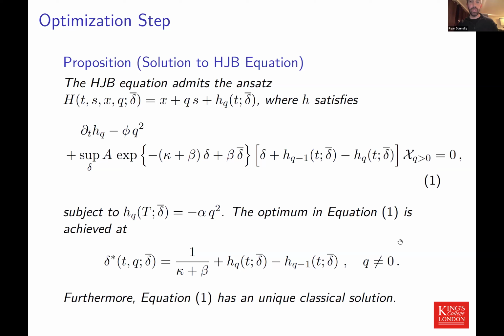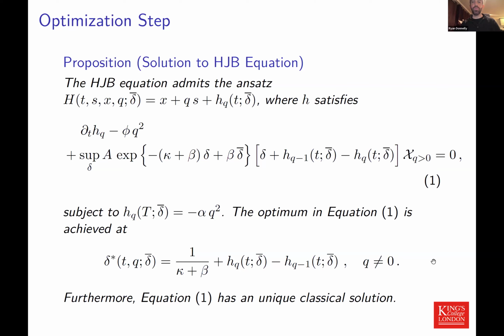Okay, so the HJB equation reduces to a system of ODEs, and I say a system because for every value of Q between 1 and capital Q, we just have a different ODE, but they are of course coupled together through this term here. Now this strategy here, this delta star, is the optimal strategy in feedback form, but for a particular deterministic delta bar.